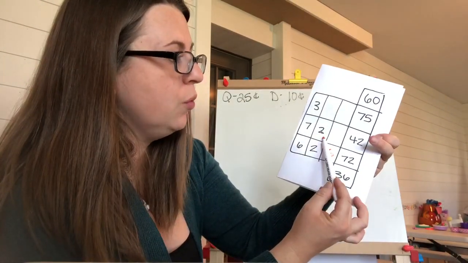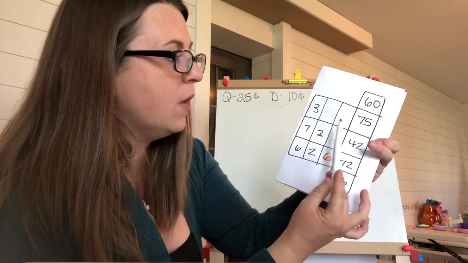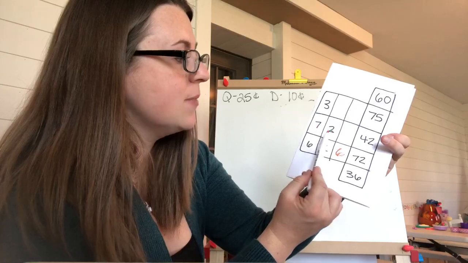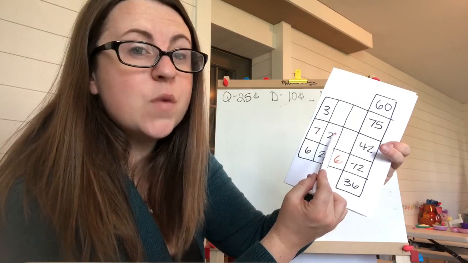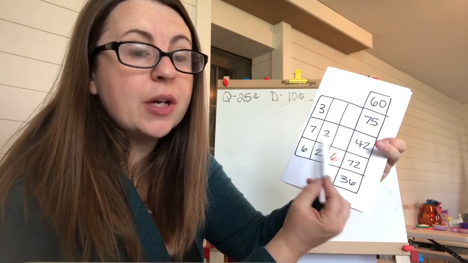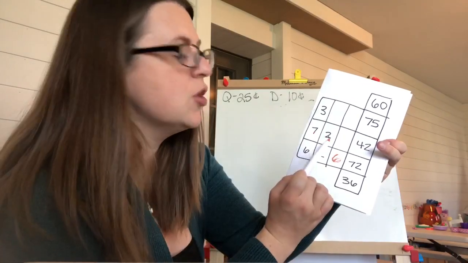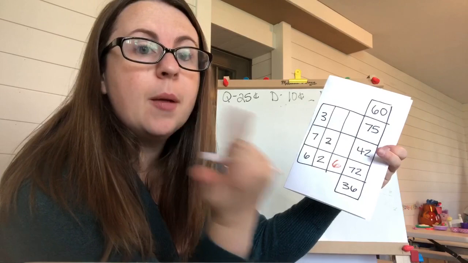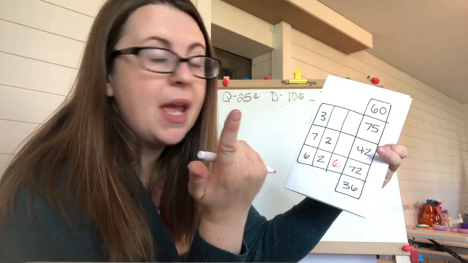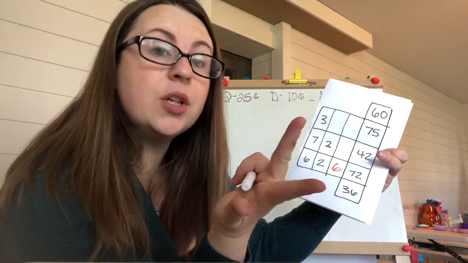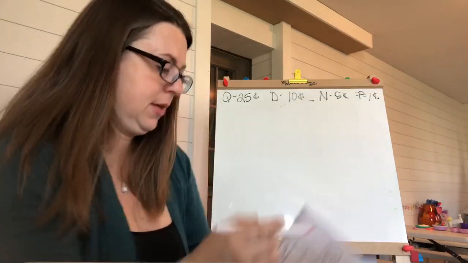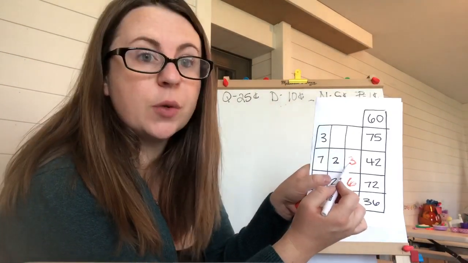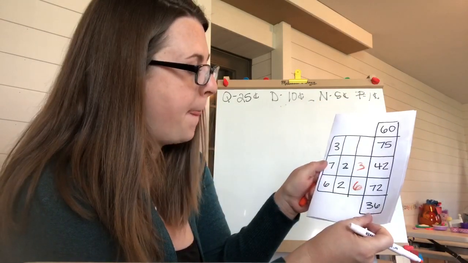6 times 2 is 12, and 12 times something is 60. I could start there. 7 times 2 is 14, and 14 times something is 42. I'm going to do that one. Well, 14 plus 14 is 28, and 28 plus another 14 is 42. So 3 groups of 14 is 42. So I figured that one out.